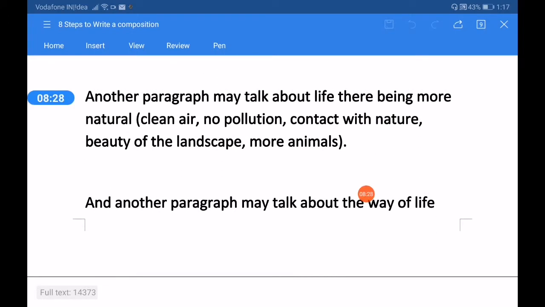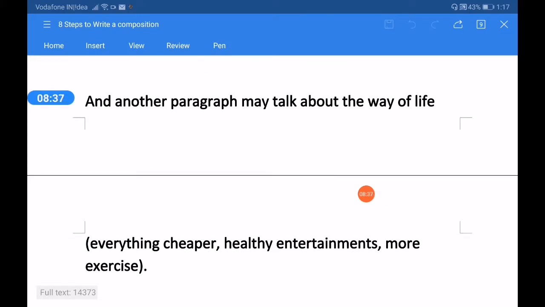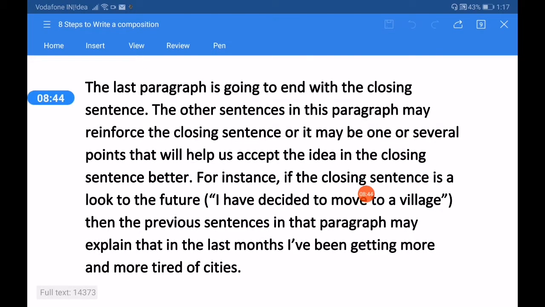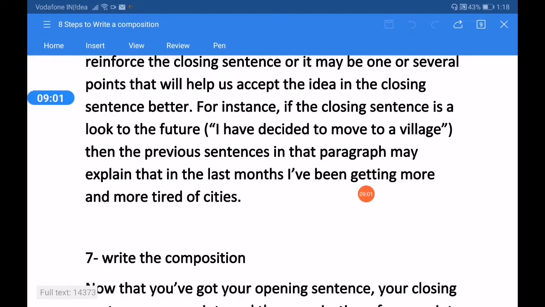Another paragraph may talk about life there being more natural: clean air, no pollution, contact with nature, beauty of the landscape, more animals. And another paragraph may talk about the way of life, meaning everything is cheaper, healthy, entertainments, more exercise. The last paragraph is going to end with the closing sentence. The other sentences in this paragraph may reinforce the closing sentence, or it may be one or several points that will help us accept the idea in the closing sentence better.